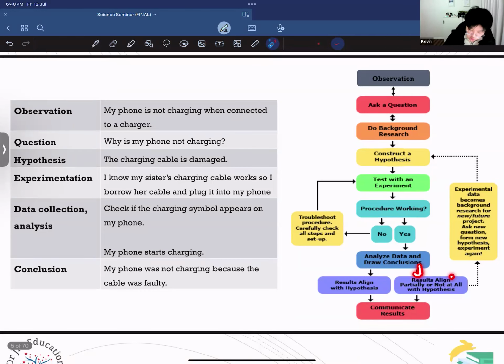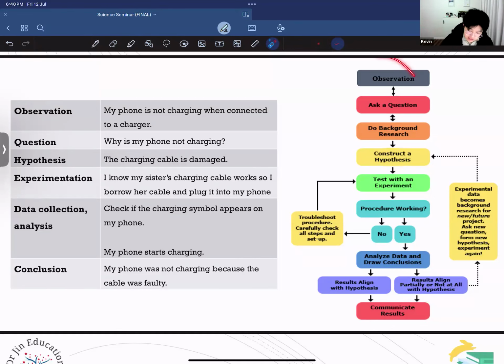That means it does not align with the hypothesis. So what do I have to do? I have to design a new hypothesis and then test that now. Okay, maybe it's the power outlet that's broken, right? And then you come up with this whole other experiment to draw another conclusion, okay?